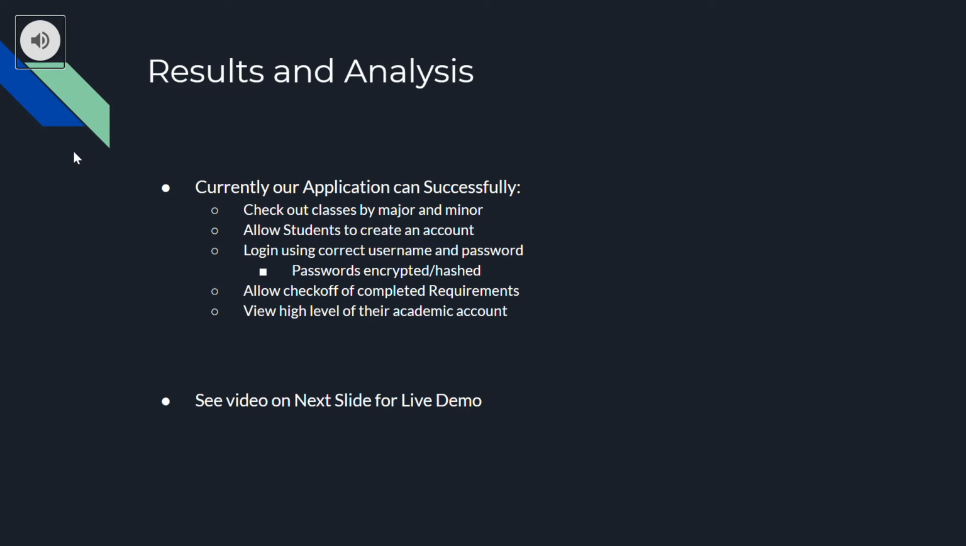Currently, our application can successfully check out classes by major and minor using the What If page. It can also allow students to create an account so that they can log in and see their progress and how they're doing. We also have the login feature where you just input your username and password like you normally would logging into any system, and our passwords are encrypted and hashed. We also allow for self-check-off of requirements so that a student can easily track how they're progressing throughout their degree.